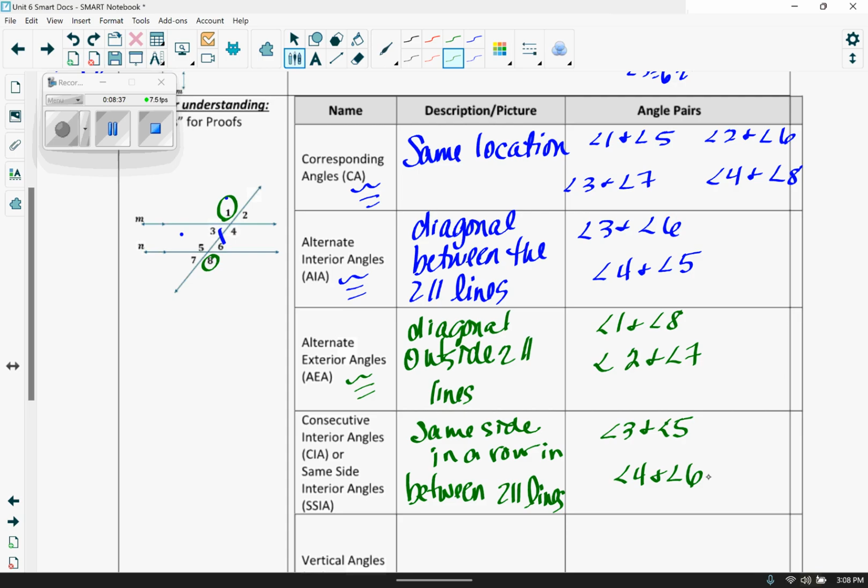Now, the beauty of this is these guys are not going to be congruent. They're going to be supplementary. They're going to make a linear pair, so they're going to make supplementary, I should say. They're not going to make a straight line because they're like here, right? However, they're going to add up to 180. So angle 3 plus angle 5 equals 180. You could also say angle 4 plus angle 6 equals 180.